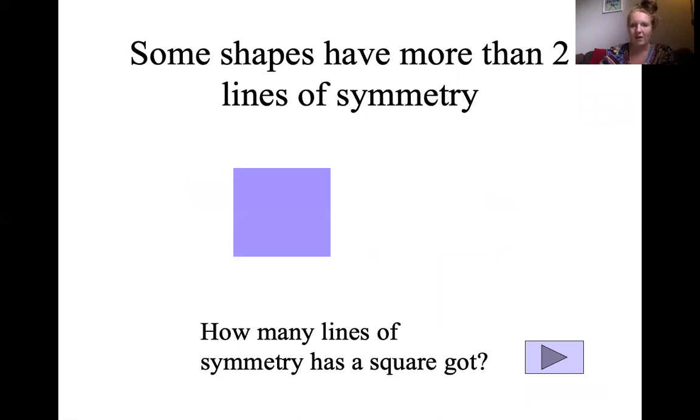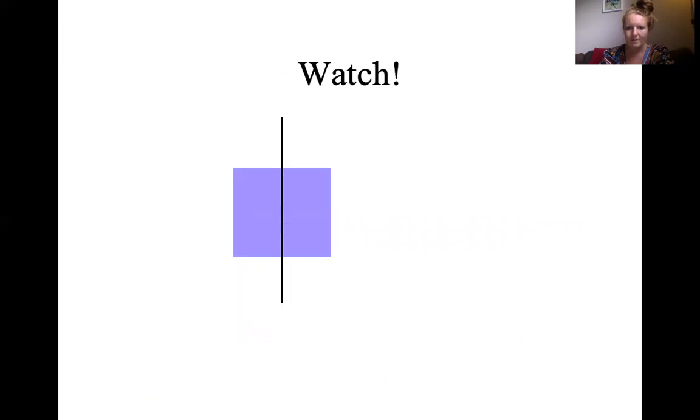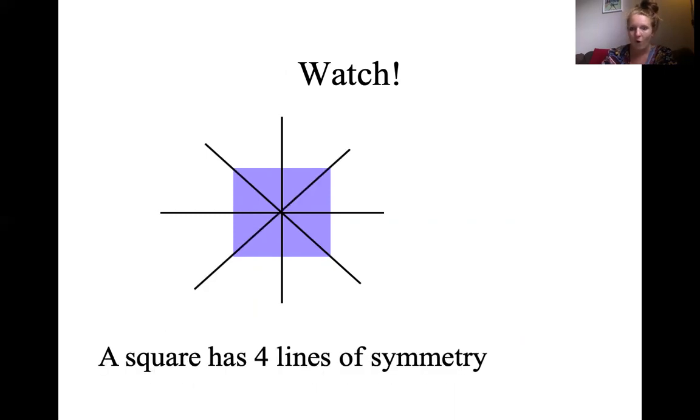Here are some other shapes. So let's see, how many lines of symmetry does a square have? What do you think? Diagonally, top to bottom, across. Think about it, visualize it. If you have a square, go for it. Try to fold it, see what happens. Let's see. That's one, that's two, that's three, that's four. A square has four lines of symmetry.